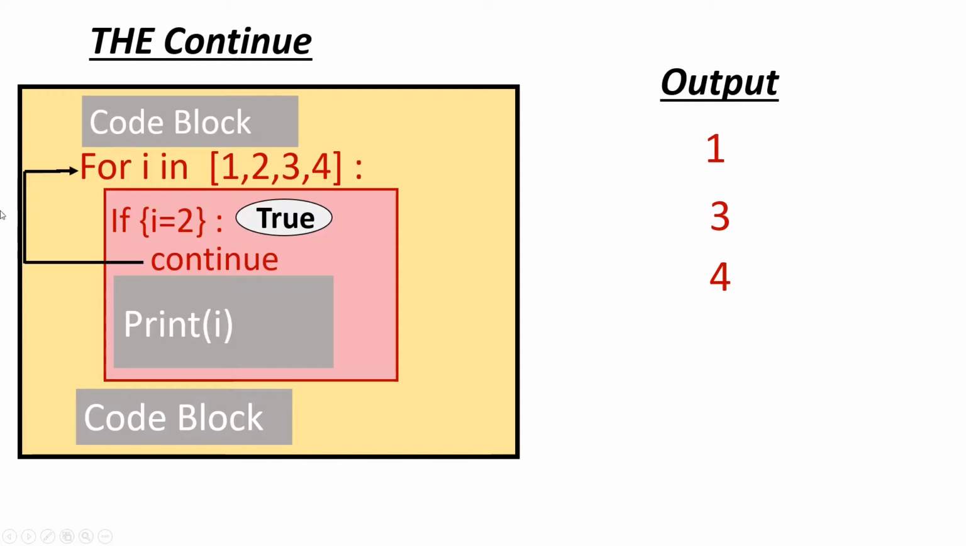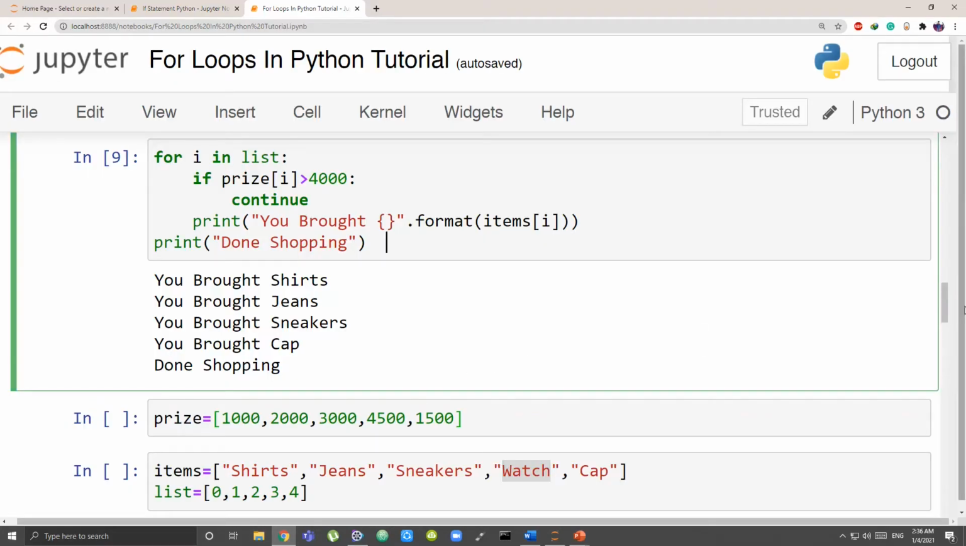printed. Then it went again up, I took the value 4, this condition was checked, it came out to be false, and 4 was printed. So this is what basically I wanted to explain to you about continue. So hope that you know how continue works now. Now that was about continue.